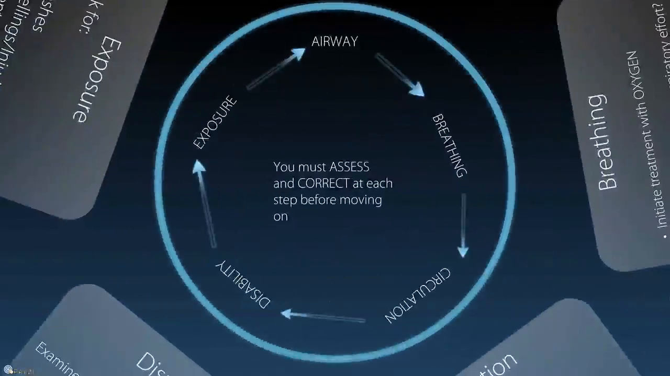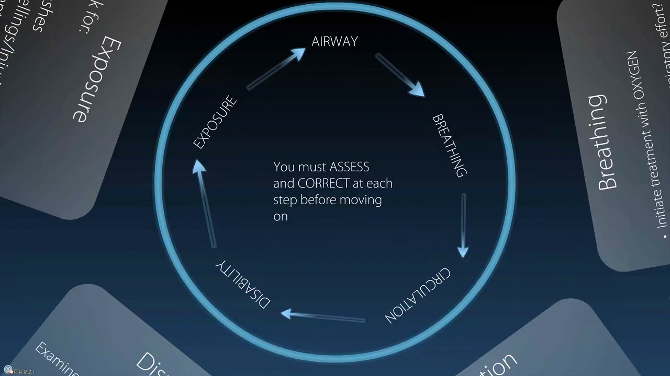This is what's often known as the ABC approach, and this makes it easy to remember and easy to carry out. And as you can see from this circle, it's something which is continuous. So the first step is airway, the next step is breathing. You then have circulation, disability, and then exposure.